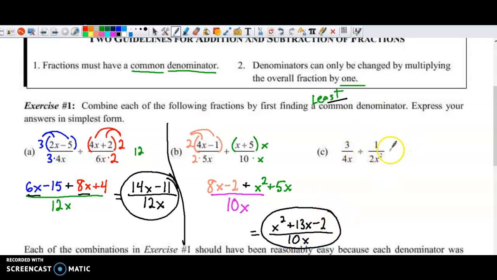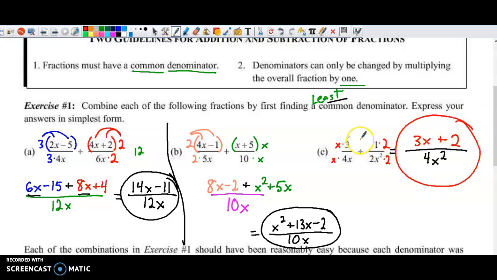So with the next one, the least common denominator will be a 4 and an x squared. So as you're piecing this together, 4 is fine, but we only have 1x, so you have to multiply the top by x as well. 3 times x is 3x. And on the right piece, we have the x squared, but we're missing 4. Well, 2 times 2 is 4, so you have to multiply the top by 2. 1 times 2 is 2, and the plus stays there. And that's the answer we're looking for.